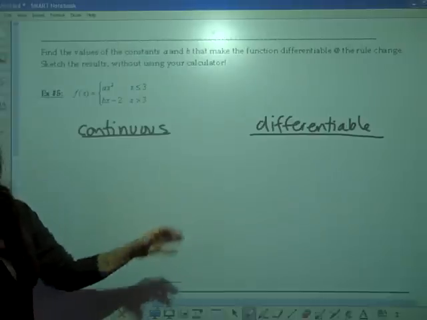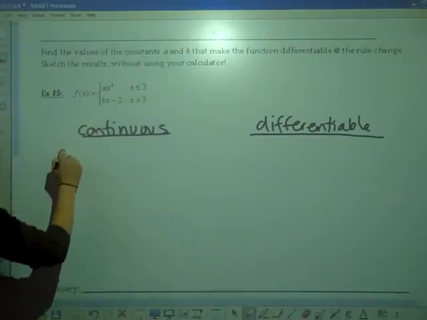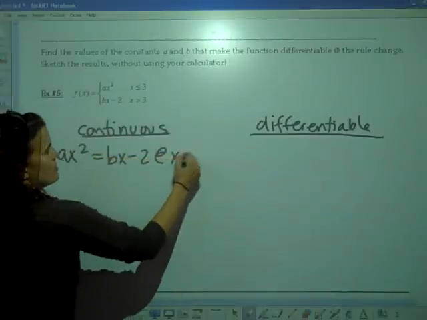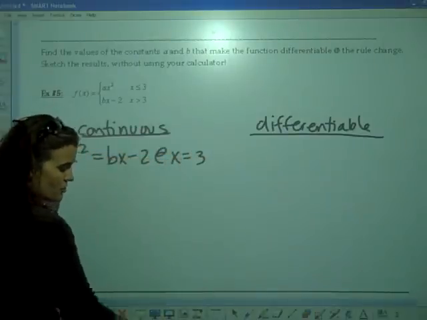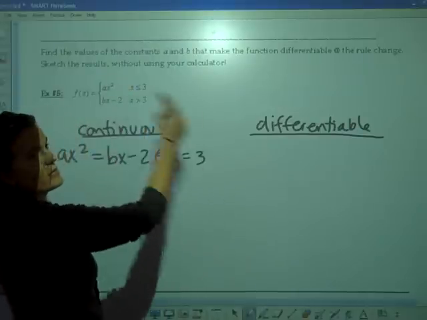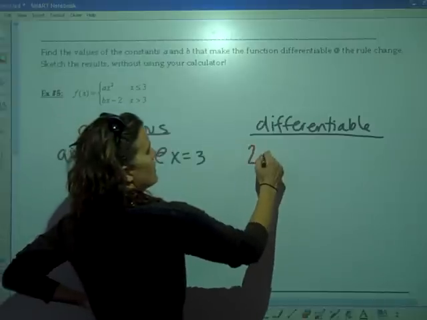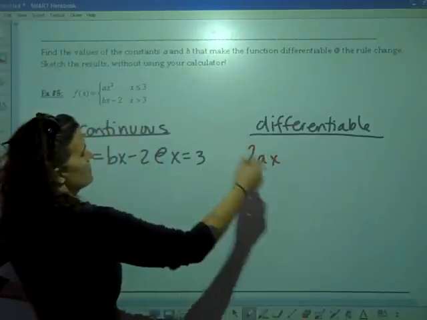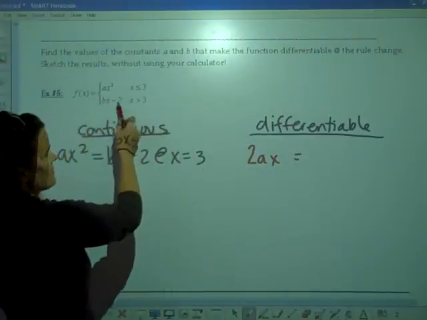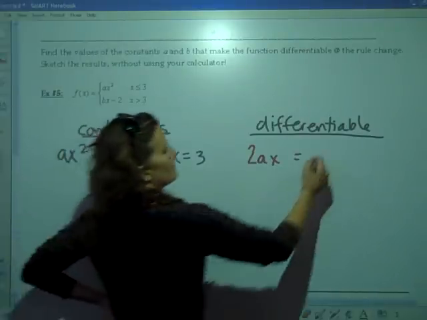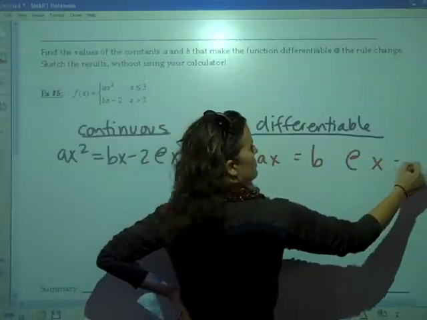So you have to take those proper steps. Okay. So the continuity equation will be to set these two equal to each other at the rule change. The differentiability equation will be to set the derivatives equal at the rule change. So the derivative of ax squared, 2 times ax to the first, would equal the derivative of bx minus 2, and the derivative of number times x is just that number at the rule change.